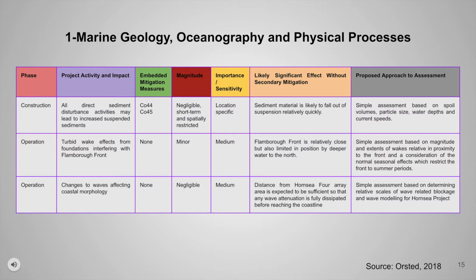In the operation phase, the project activity and impact is turbid wake effects from foundations interfering with the Flamborough Front. It has minor magnitude and medium importance, and the likely significant effect is that the Flamborough Front is relatively close but also limited in position by deeper water to the north. As there is also a commitment to implementing the embedded mitigation measures, the third column, they are considered inherently part of the design of Hornsea 4 and therefore have been considered in the assessment. You can find the embedded mitigation measures in the notes part for relevant slides.